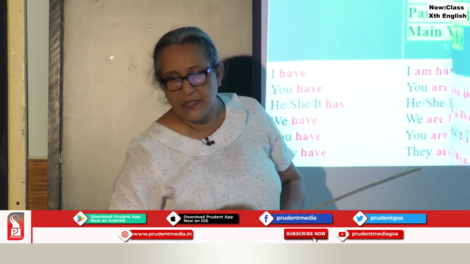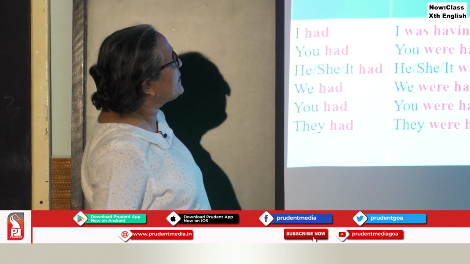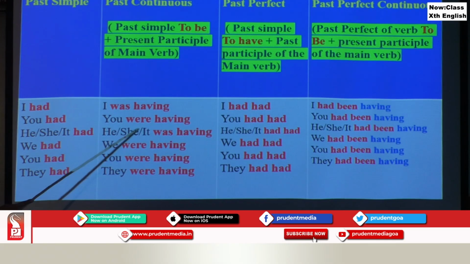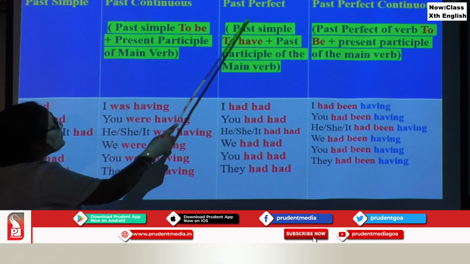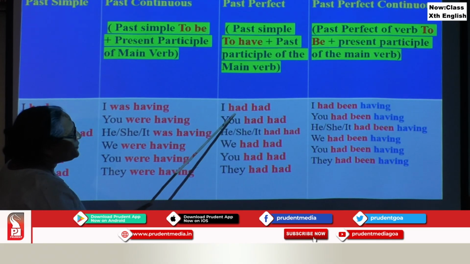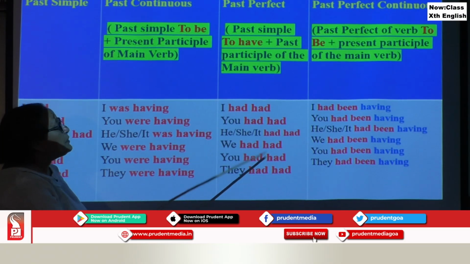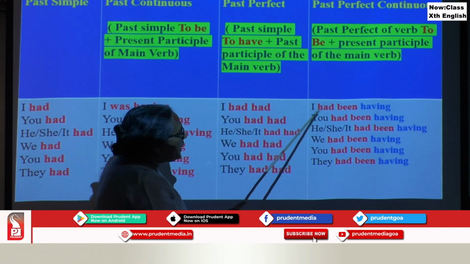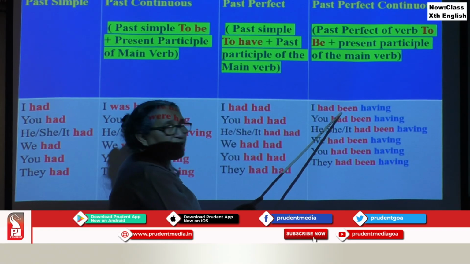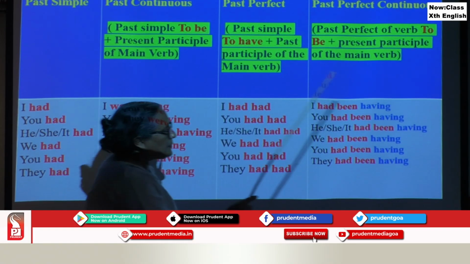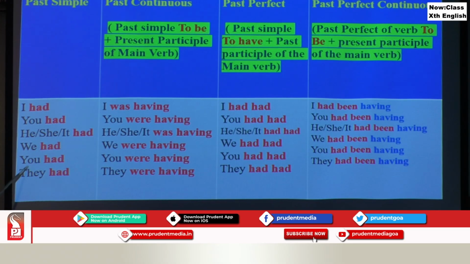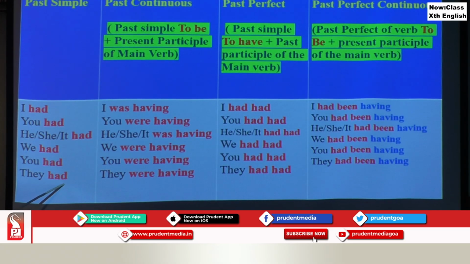Just match it with the slides that I said now. What I am having has changed to was, were. Present simple of verb to have has changed to had. Present perfect of verb to be has changed to past perfect of verb to be and having. Look here, simple past of verb to have. I had, you had, he, she, it had, we had, you had, they had.